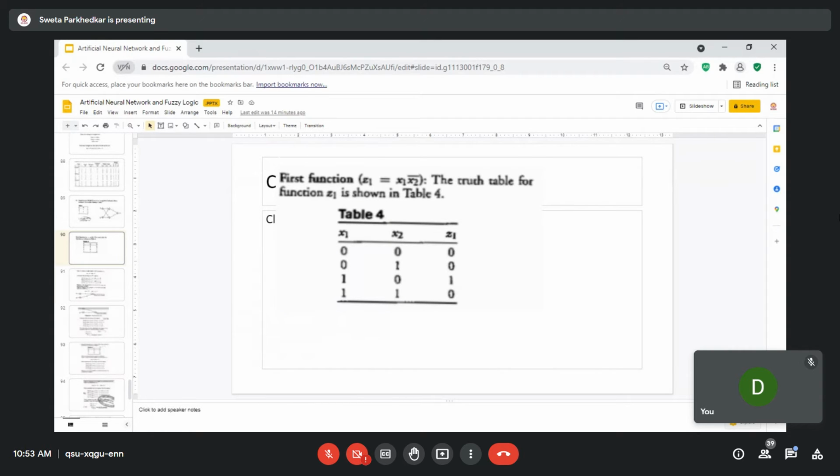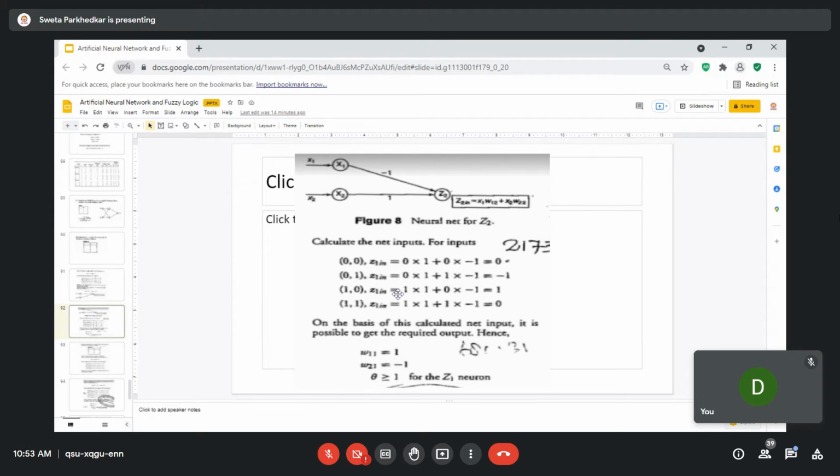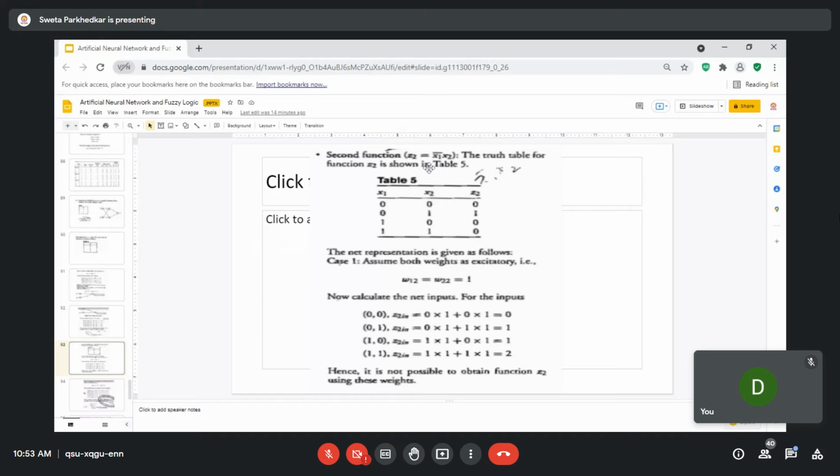Then, similarly, you calculate for Z2 neuron. You might be getting this, right? You draw this diagram. Then for the second function, you calculate x1 bar x2. You will get this truth table. Then फर्स्ट केस के लिए हम लोग सेम W12 and W22 को assume करेंगे 1. See whether you are getting the same output.